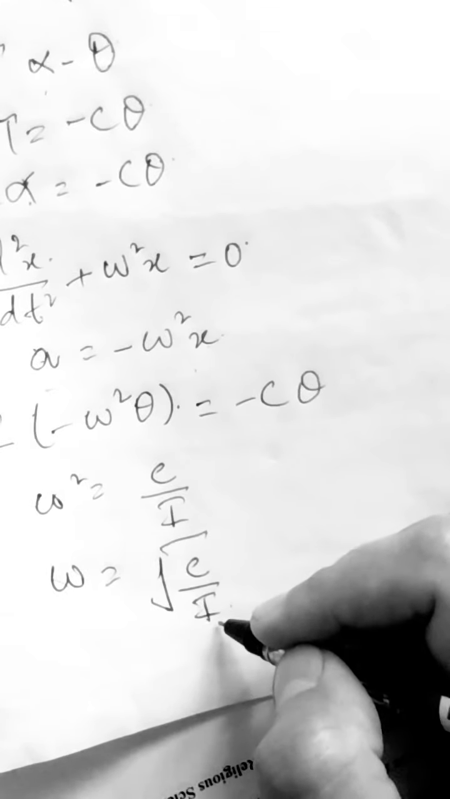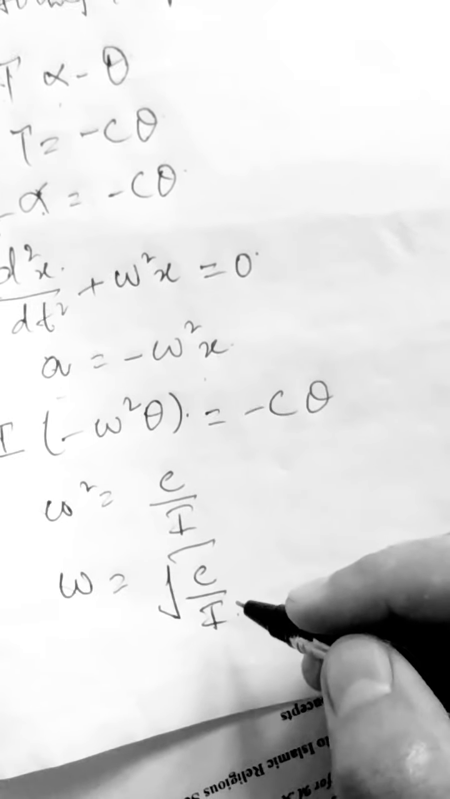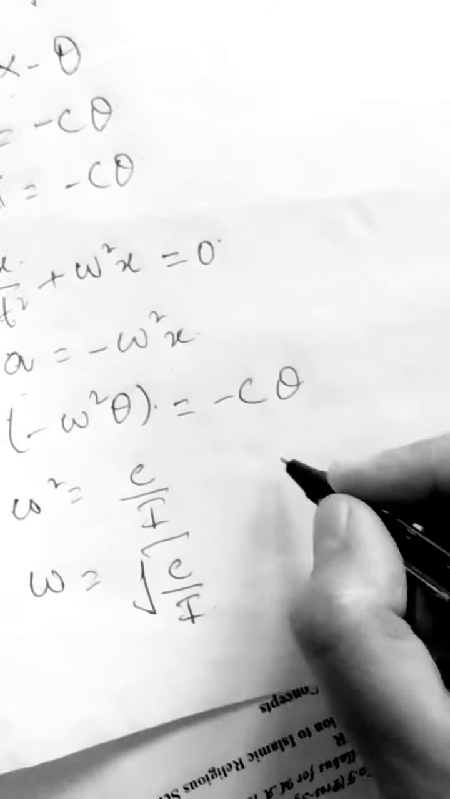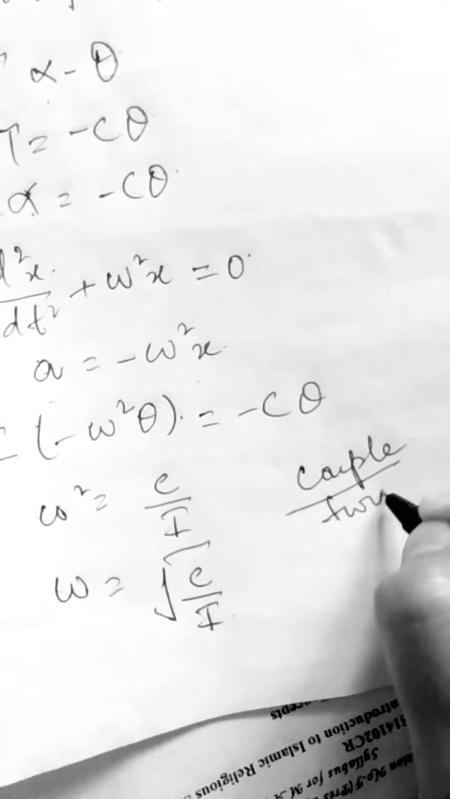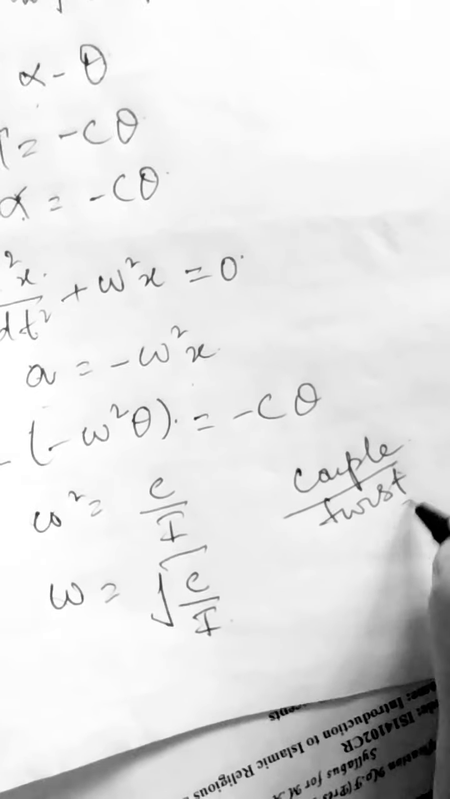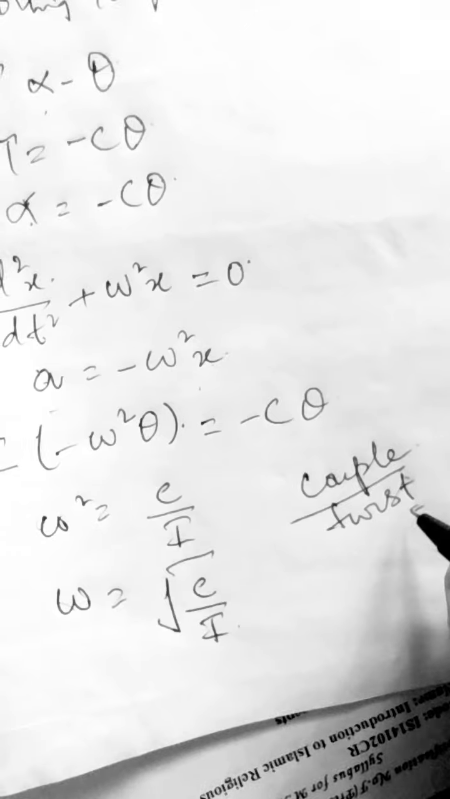Now you can choose to substitute the values of this c and I. In a previous short video, you have learned about the couple produced in a cylinder per unit twist. I hope all of you recall that. And even if you don't recall, you can go back to that video to recapitulate.